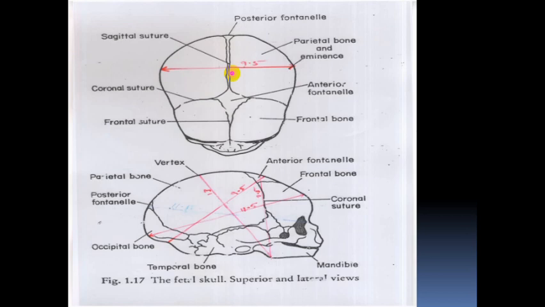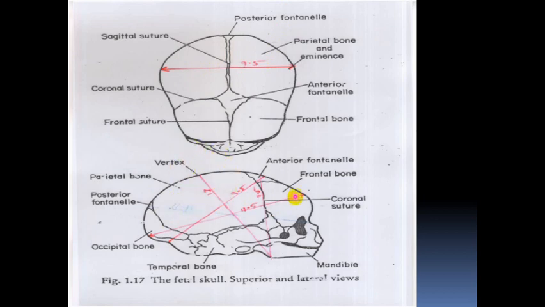We have three important areas in the fetal skull, and these are the vertex, the area bounded by the posterior fontanelle and the occipital suture posteriorly, by the anterior fontanelle and the coronal suture anteriorly, and on either side by the parietal eminence. This is the vertex area.